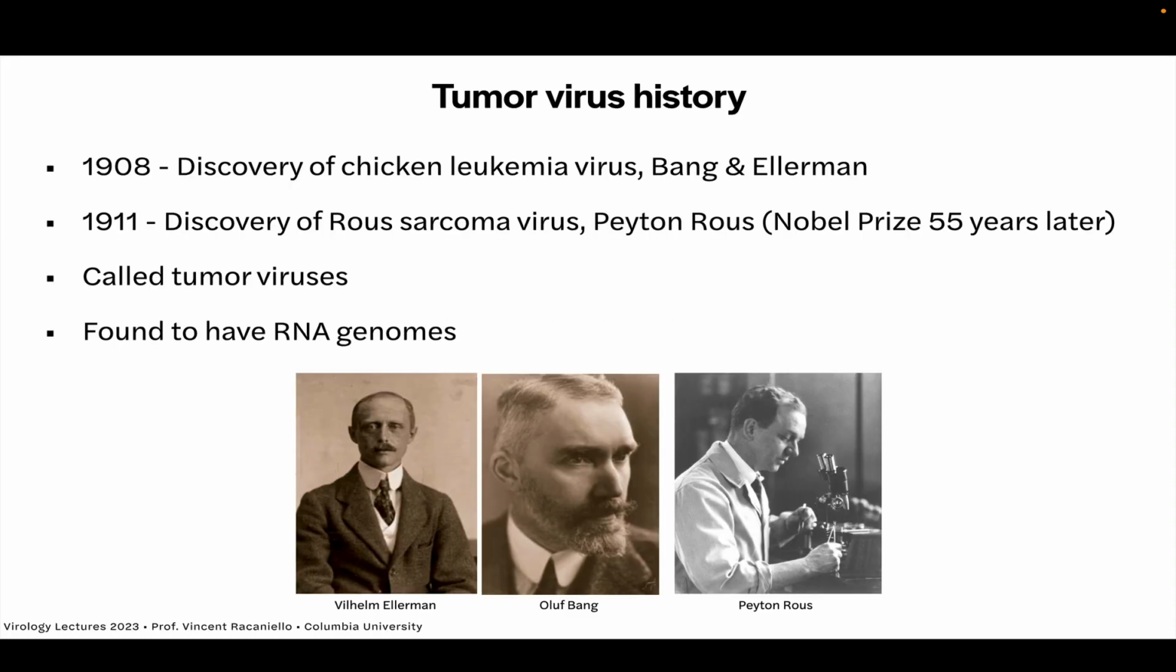Retroviruses were once called tumor viruses. In 1908 and 1911, there were 2 separate discoveries of viruses that could cause cancers. First, the discovery in 1908 of chicken leukemia virus, and in 1911, the discovery of Rous sarcoma virus. And we will talk about these later when we talk about virus-induced cancers. So they were initially called tumor viruses, and then many years later were found to have an RNA genome, and then they were called RNA tumor viruses, which is what they're called to this day.